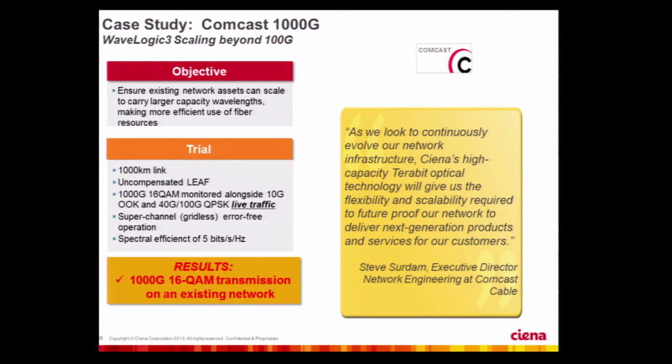This is a cable provider, and we did a trial over 1,000 kilometers of distance using 16 QAM and achieving 1 terabit per second transmission. So this is one field trial we did. This was accompanied alongside by 10 gig on-off keying signals and also other 40 gig and 100 gig coherent live traffic. So this was quite a successful trial, and Comcast submitted a press release about this.